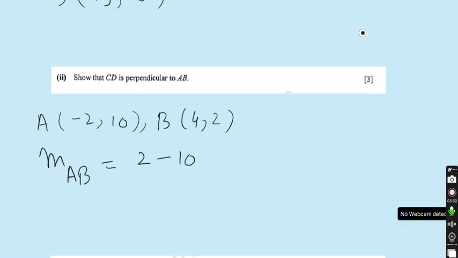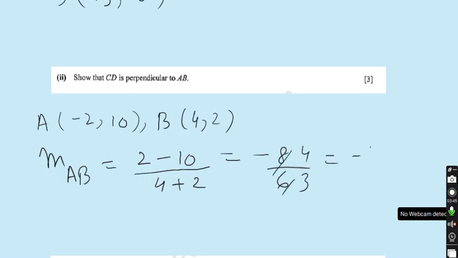y2 minus y1 upon x2 minus x1. 2 minus 10 is minus 8 and 4 plus 2 is 6. 2 4s are 8 and 2 3s are 6. That is, gradient of AB is minus 4 upon 3. Now coordinate of C we have found 1 comma 6 and coordinates of D we have found in previous part, 13 comma 15.